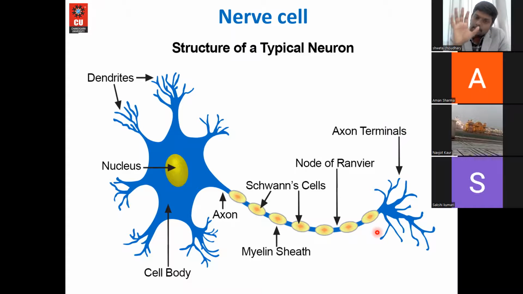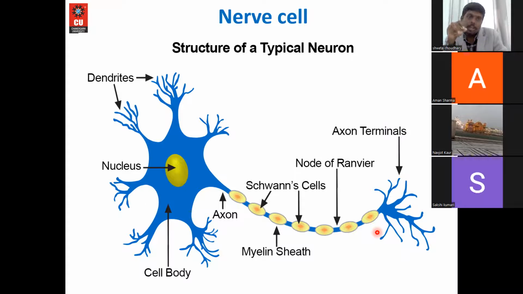The cells that won't conduct electricity, even though they are present in CNS or PNS, are called glial cells. Glial cells are a type of connective tissue cells. The role of glial cells is that they will glue, gluing cells. They will connect these neurons together.